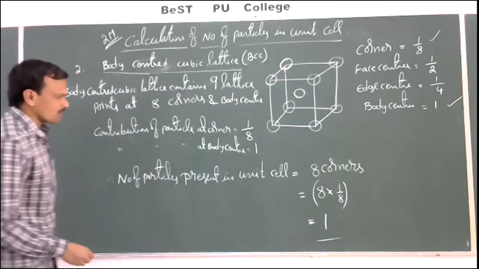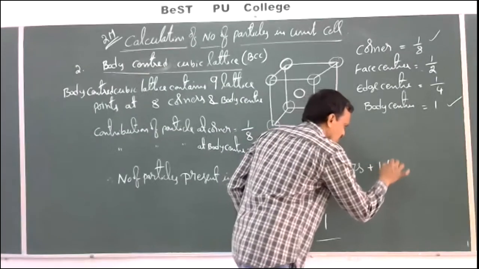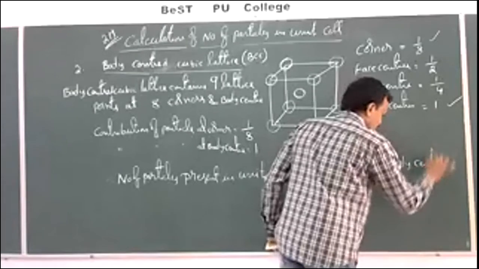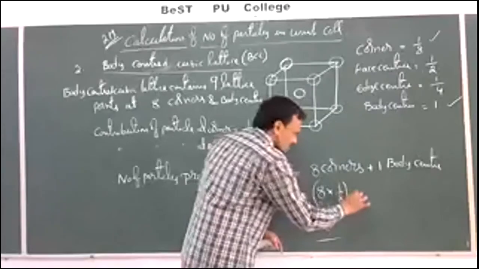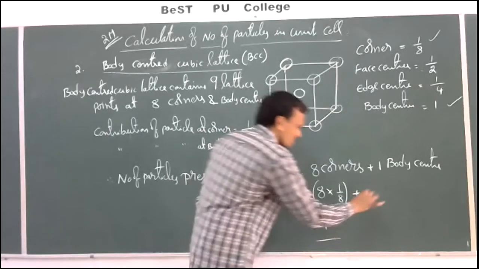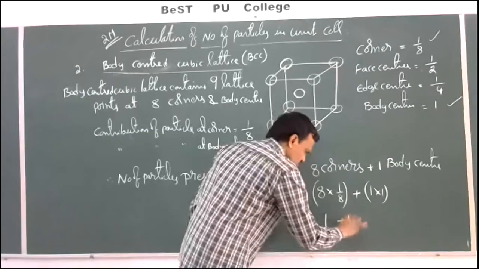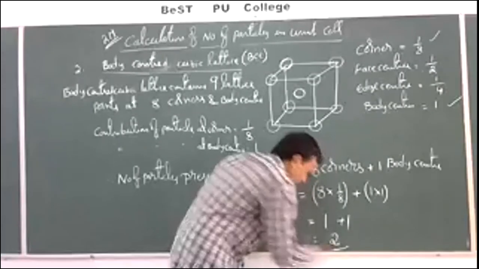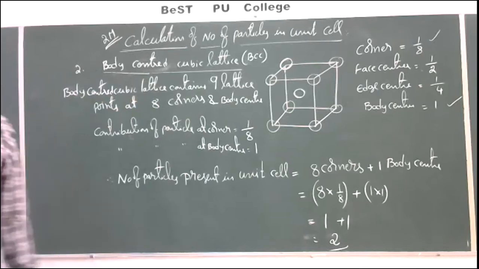Now calculate the number of particles present in the unit cell. 8 corners plus 1 body center. 8 corners means 8 into 1 by 8 plus 1 body center. Contribution is 1, 1 into 1. So 1 plus 1, which is equal to how much? 2. That means 2 particles are present in the unit cell.